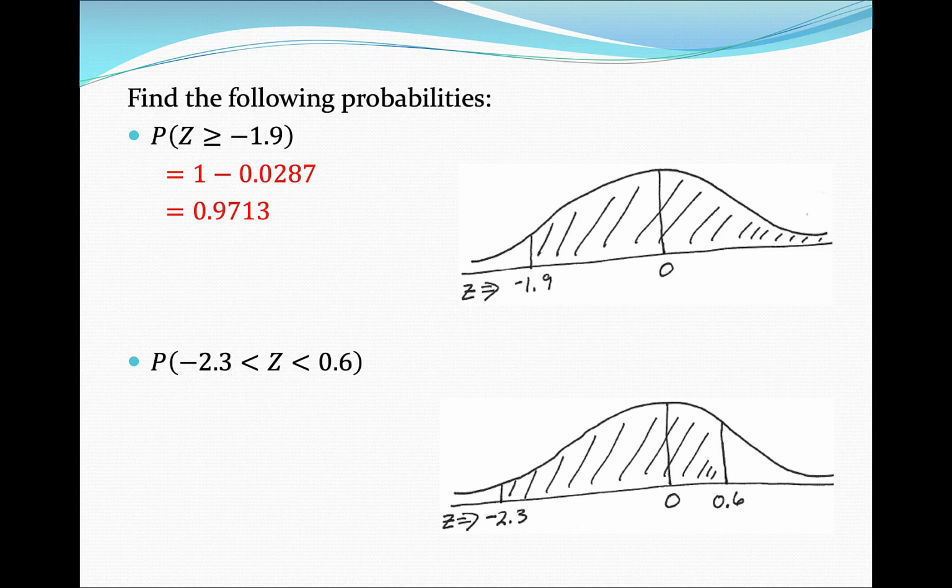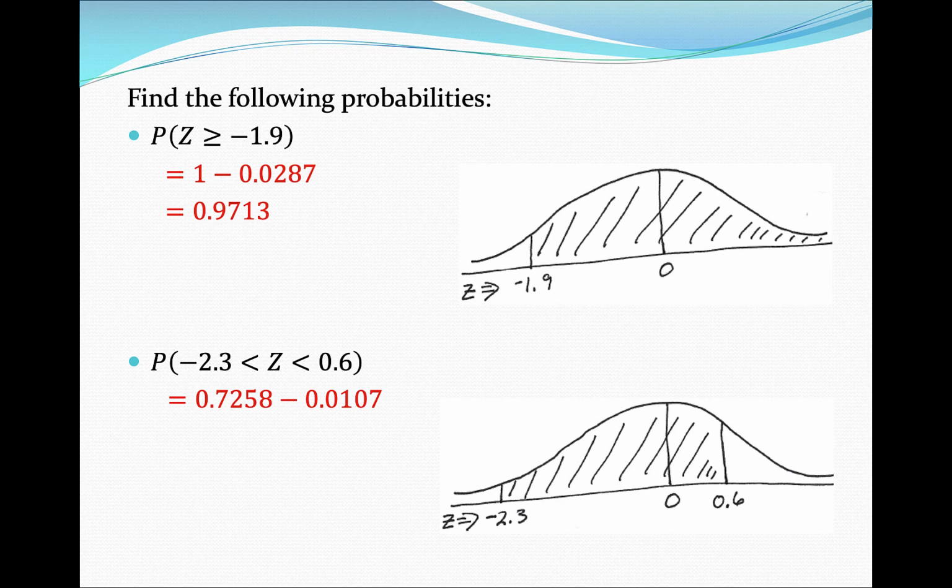So when we look up negative 2.3, it's actually going to give us the area that we don't want. It's going to give us that area in the tail to the left. So what we can do here, and this is what you always do when you are finding the area between two, is you look both of them up and then you basically subtract. Because we're going to take the area below 0.6 and then we're going to subtract out the area below negative 2.3, and that'll give us the area between those 2 points that we want.